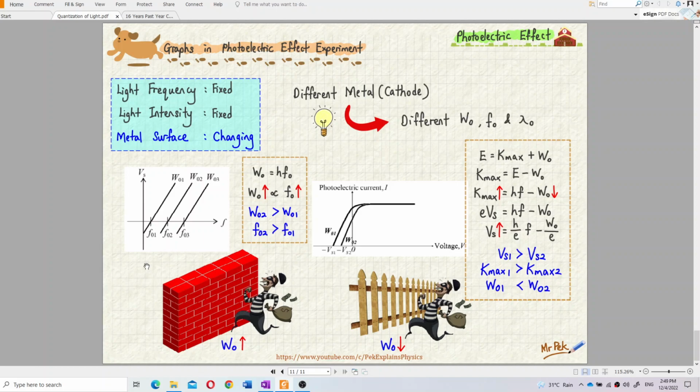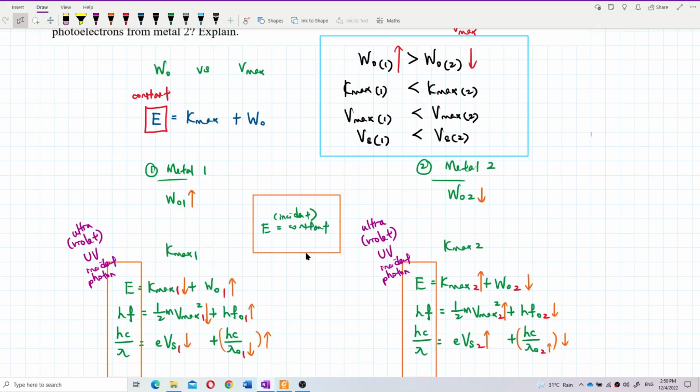So after he jumped the wall, he became very tired. So it has very low kinetic energy. Understand? It has very low kinetic energy, and after that it has very low speed. Compared to this one, which has a low work function, that means this teeth can easily jump over, and it still has a lot of kinetic energy remaining. And it has very high speed. You understand?